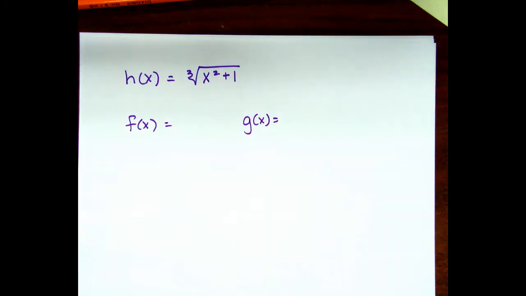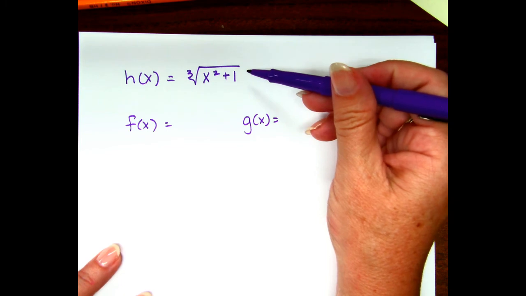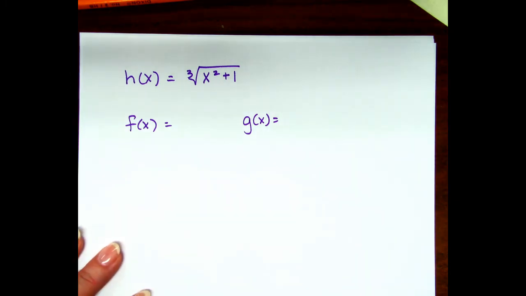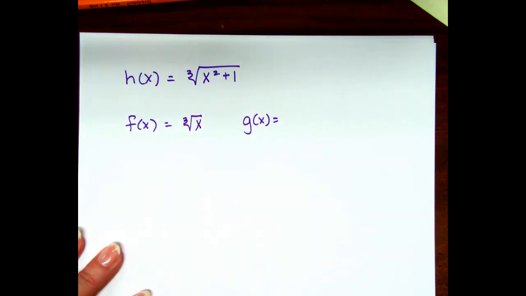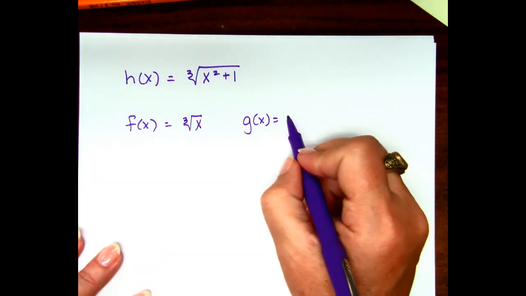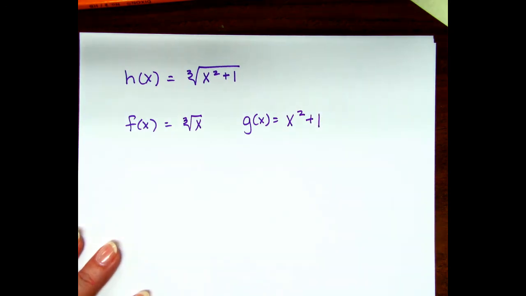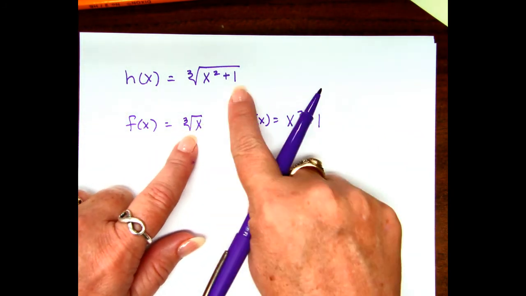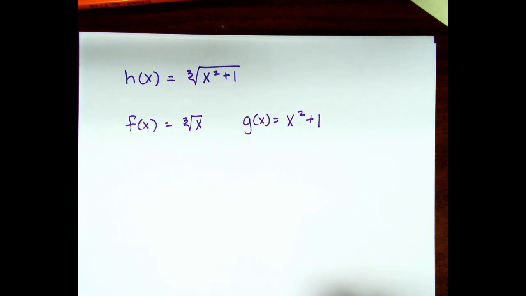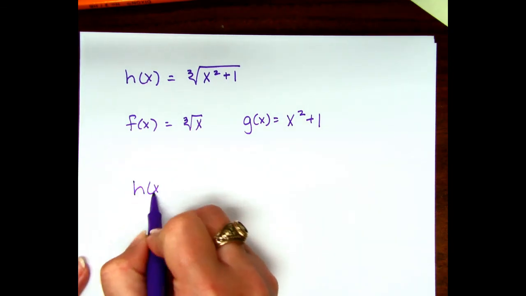So if I did f of g of x, how would I get here? Okay, you ready? f of x is the cube root of x, and g of x is x squared plus 1. Because if I did f of g of x, I would start with this and plug this in. Wouldn't that be that? Easy or hard? Okay, then you do this one.